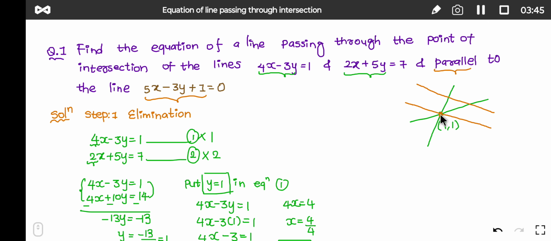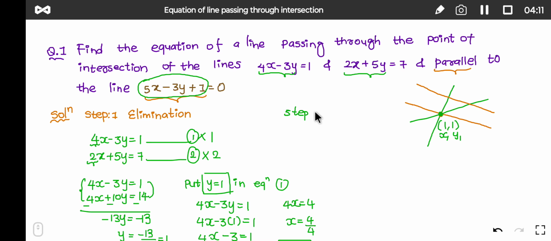Our line is passing through this point of intersection. So in this case, this is the value of x1 and y1. To find the equation of a line, we require 3 things: x1, y1 and m. M means slope. So the point is done. Now to find the slope, we will use the second condition, which is that the line is parallel to the line 5x minus 3y plus 1 is equal to 0. So this is our step number 2: find the slope, m.